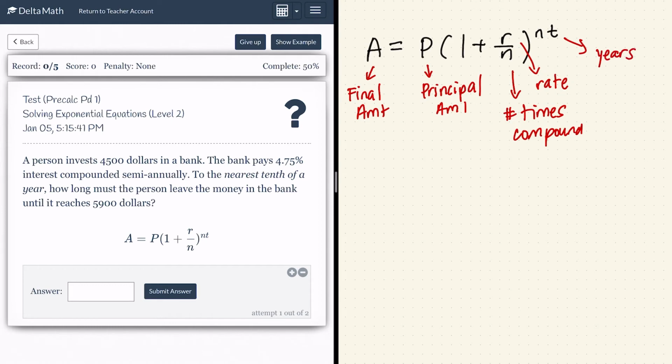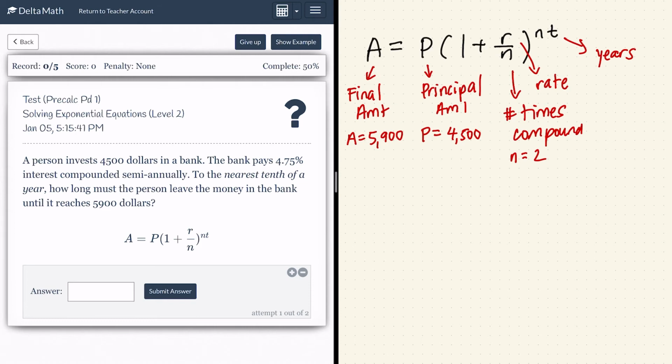Okay. So we need to dissect this. A person invests 4,500. So we know that the principal amount is 4,500. The final amount is 5,900. That's what we want. So N is the number of times you compound something. So if it's semi-annually, then it's twice a year. Suppose it was monthly, then N would be 12. If it was weekly, N would be 52 because there are 52 weeks in a year. And if something is being compounded daily, then N would be 365 because there are 365 days in a year.